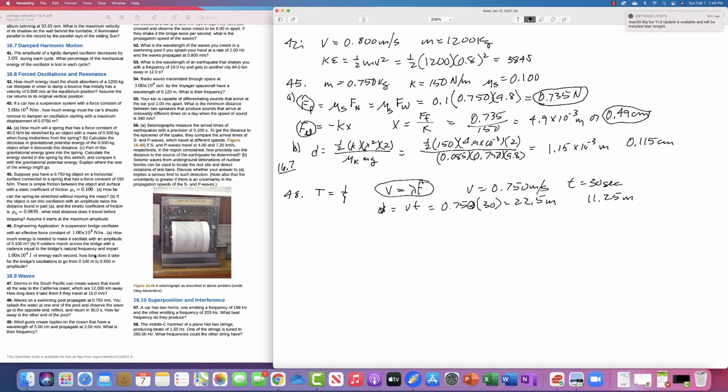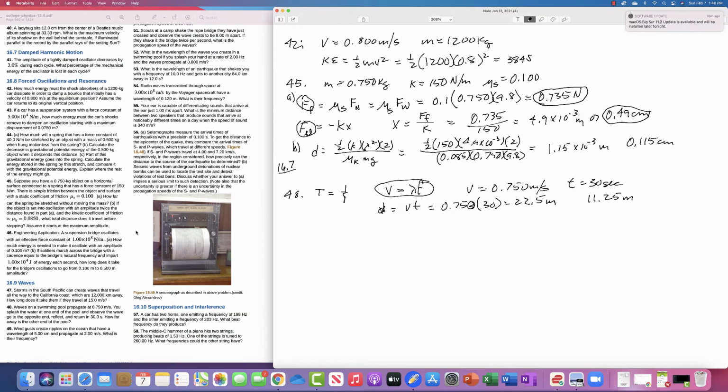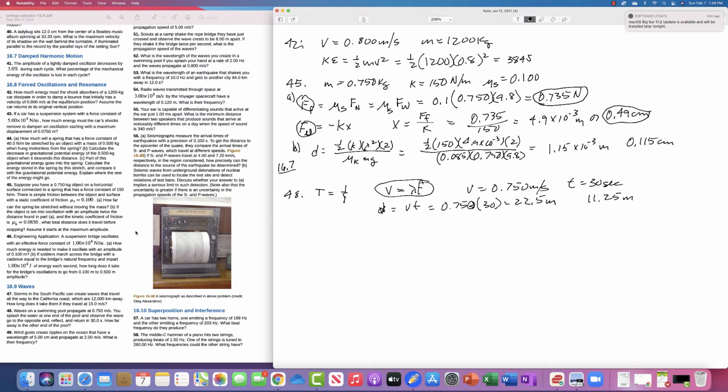The next problem is problem number 51. Problem number 51 states, scouts at a camp shake a rope bridge they have just crossed and observe the wave crests to be 8 meters apart. Now what they're telling you by saying that is that the wavelength, the distance from one crest to the next, is 8 meters. And that's what they're telling you with that statement.